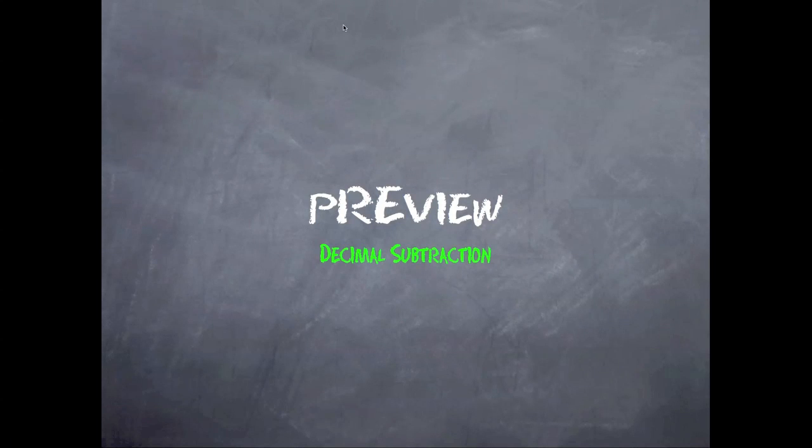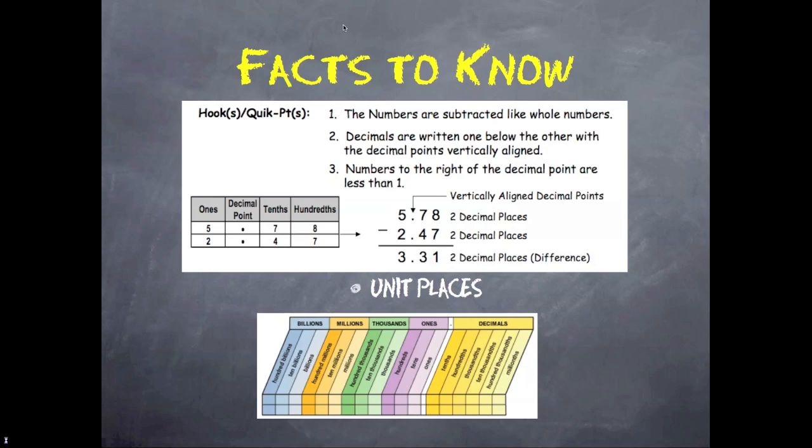Alright, this video covers the pre-review concept of decimal subtraction. Some facts to know: 1, the numbers are subtracted like whole numbers. 2, decimals are written one below the other with the decimal points vertically aligned. And 3, numbers to the right of the decimal point are less than 1.